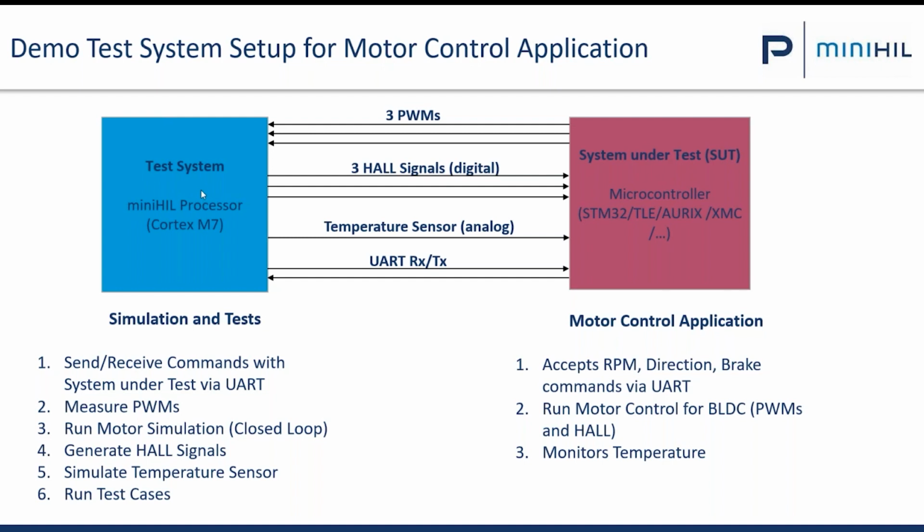And then we have a temperature sensor. We simulate this by providing an analog output. And on the other side, on my microcontroller, I have an analog input. And then we control the speed and the direction and so on with a UART, so with a low-level bus system. And in the end, now we have a complete simulated environment.